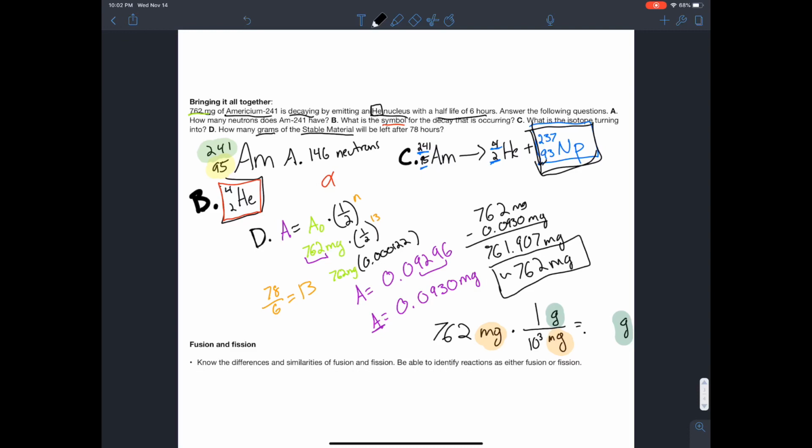I don't know if I'm going to have enough room here. How can I fit this in? Let's see here. 0.000762 grams. Okay, and we can write that in scientific notation as 7.62 times 10 to the negative 4th grams. Okay, and this would be your final answer in grams.